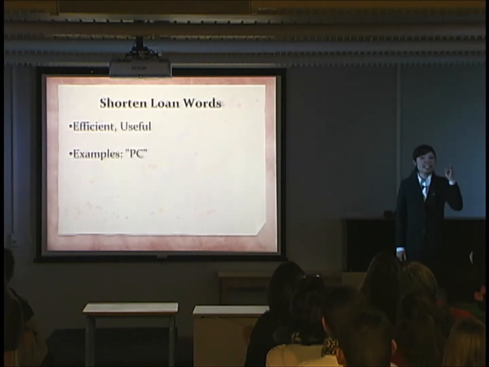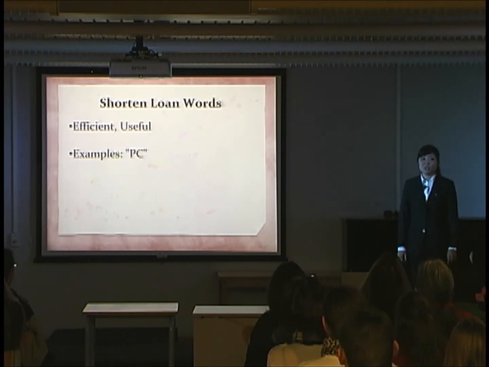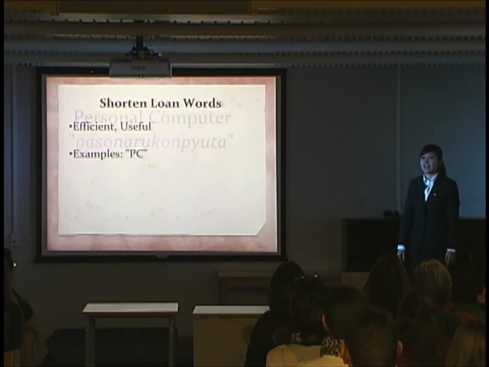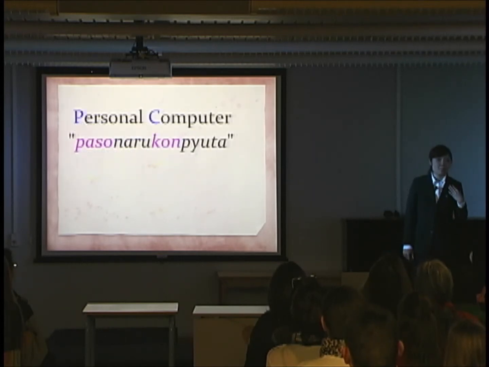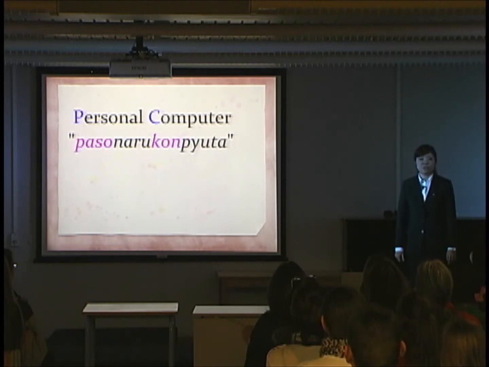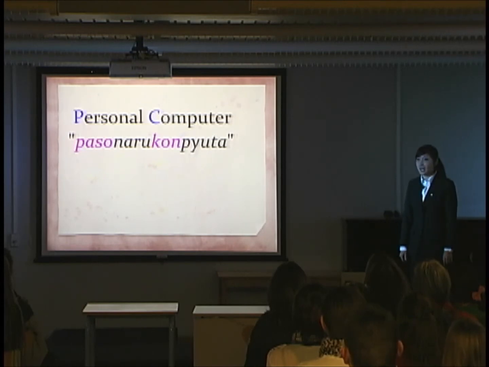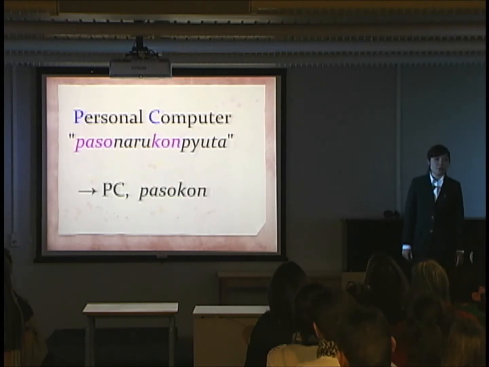Second one is shortened loanwords. Why do people use shortened loanwords? Because these words are very efficient. So they pick up foreign loanwords more and more. For example, personal computer. If I said personal computer in katakana pronunciation, Japanese people pick up only the capital letters P and C, or clip the words, paso and con. So we call it PC or pasokon instead of personal computer.